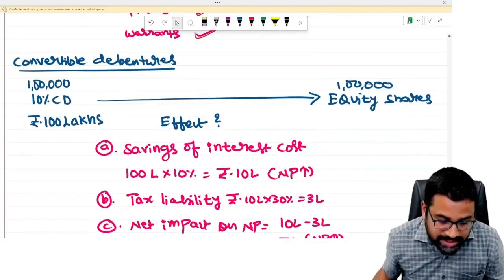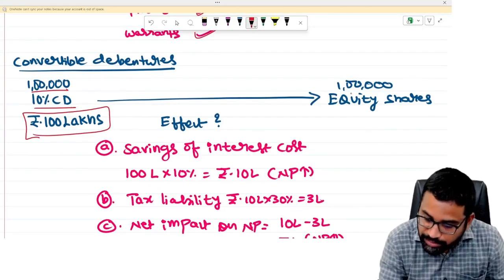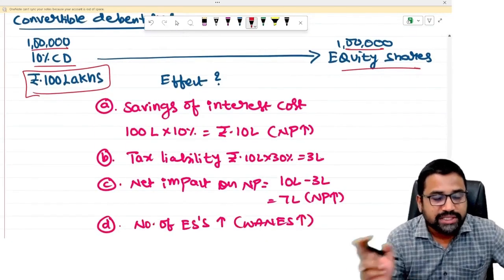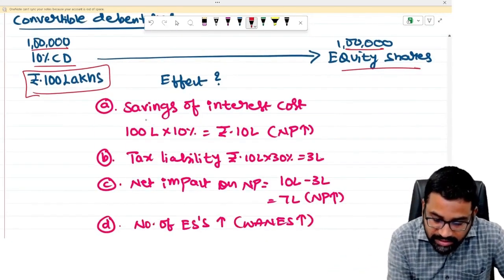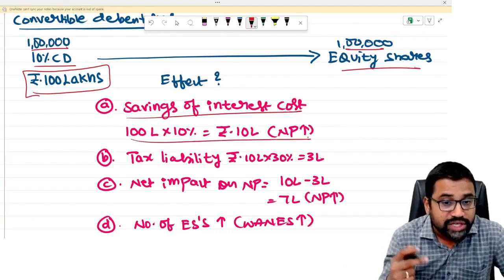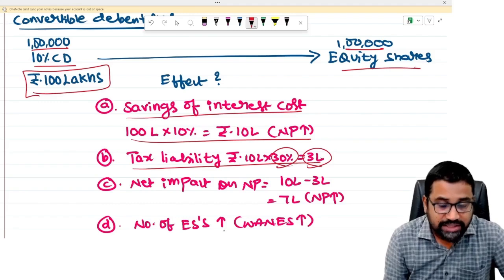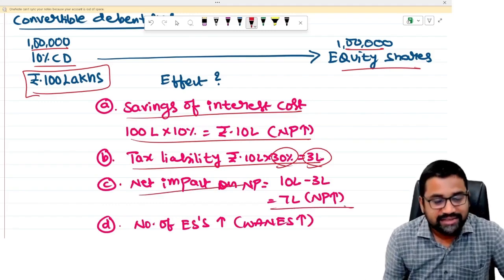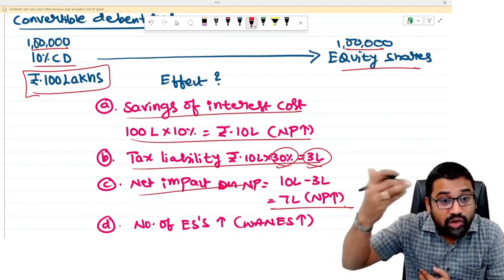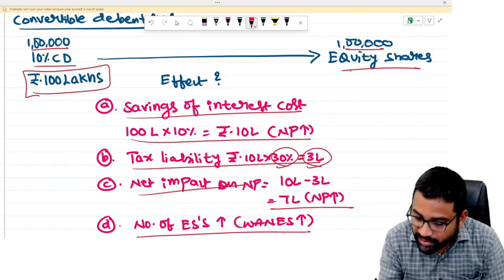For example, see, convertible debentures, 1 lakh, 10% convertible debentures, 100 lakhs is there. Suppose I convert them. Suppose if these are converted into equity shares, what will be the effect? Suppose if debentures are converted into equity shares, I can save interest cost on this 100 lakhs, suppose 10%, 10 lakhs interest cost is saved. Now, the moment you save some interest, your tax liability will also increase now, 3 lakhs, 30% on 10 lakhs. So therefore, what is the net impact on net profit? 7 lakhs. So because of conversion of convertible debentures into equity shares, your net profit or loss attributable to equity shareholders increases by 7 lakhs and weighted average number of shares increases by 1 lakh equity shares.